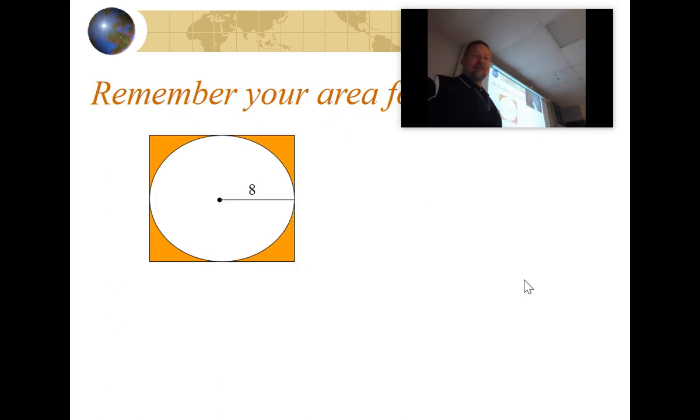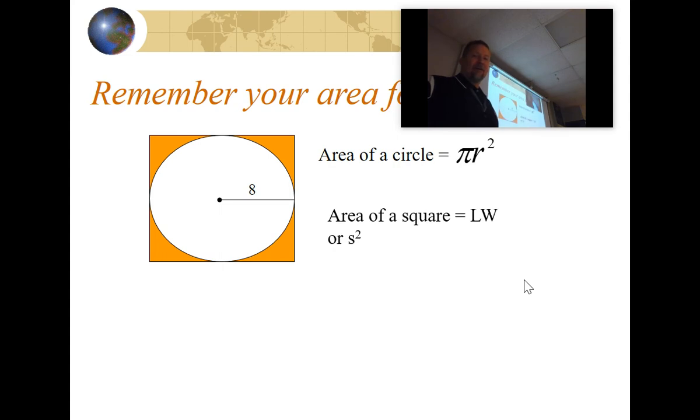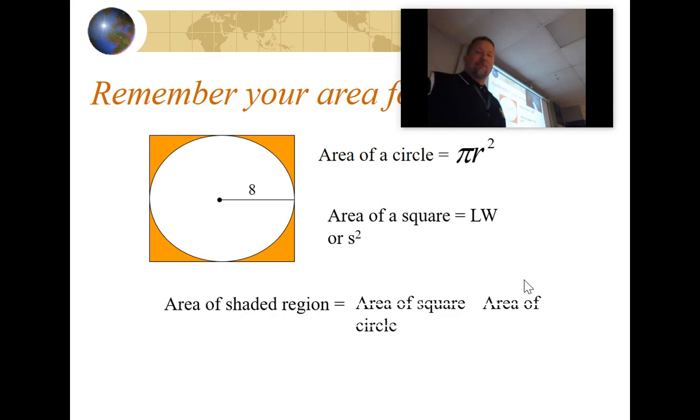All right. Find the area of the shaded region. When I'm giving you 8 here, the area of the circle would be 8 squared times pi. And then what's the length of the square? How long is the square then? What's each side measure? 3, 2, 1, go. 16. No, that's not Star Wars.